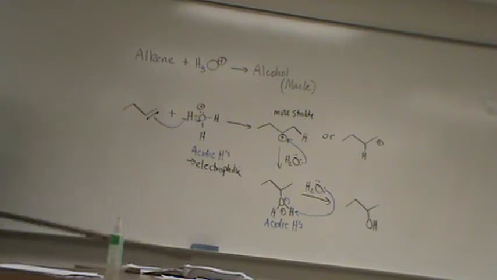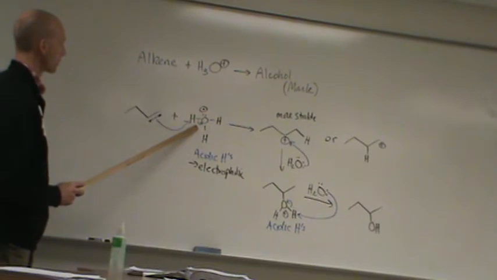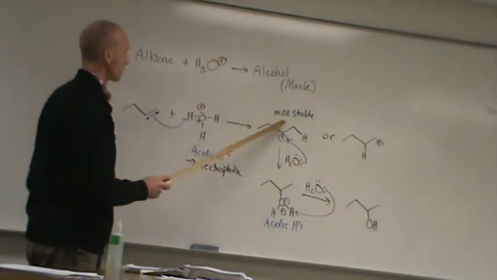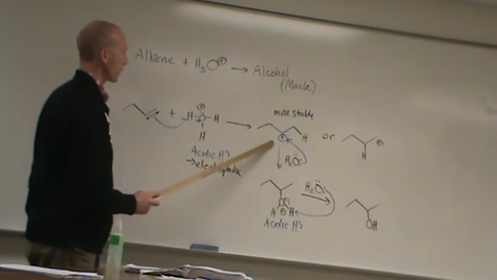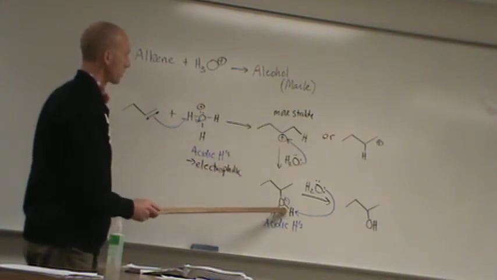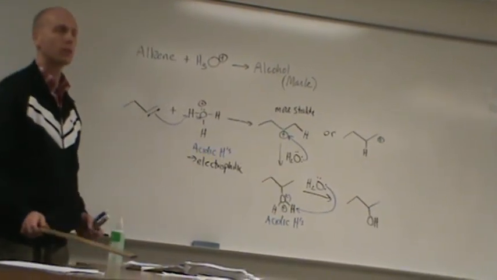Okay. I got a question. So basically, you keep adding water until you get to alcohol? Right. Okay, so the first step takes an acidic or electrophilic hydrogen, creates the carbocation. It'll choose the more stable carbocation. Water acts on it, then takes acidic hydrogen and you get the alcohol.